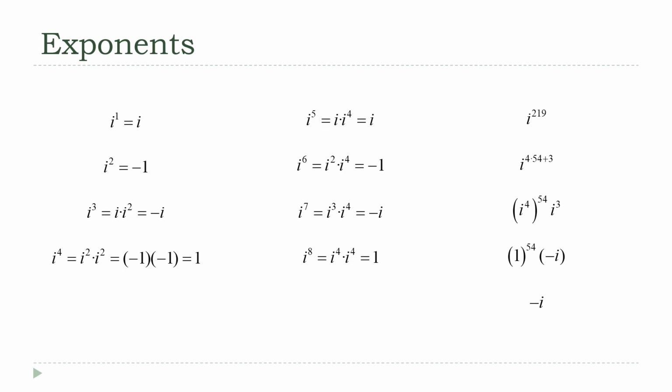Now, splitting that 219 up is a little weird. I mean, I'll admit. You divide 219 by 4, and you get 54 with a remainder of 3. That's kind of where that comes from.